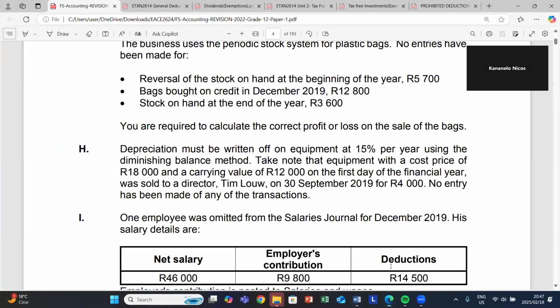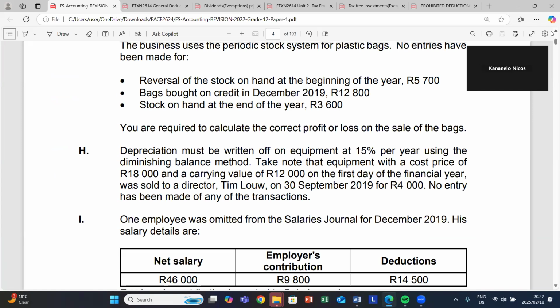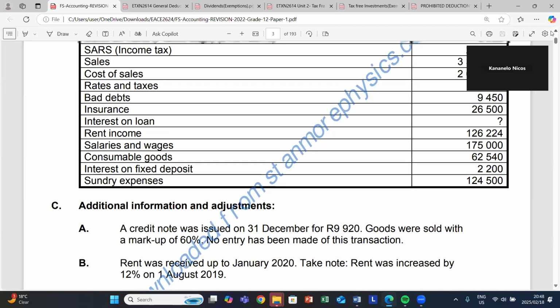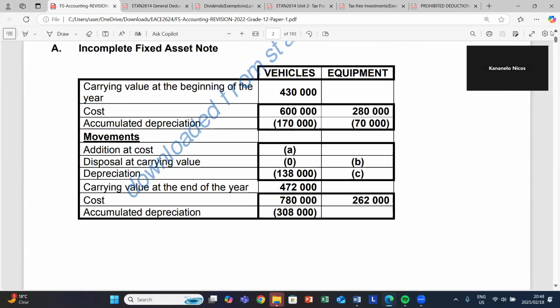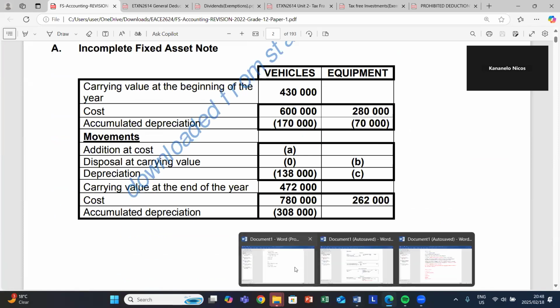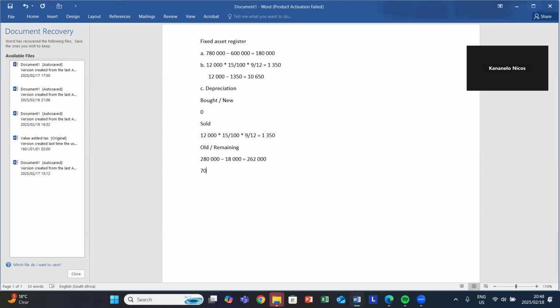So remember, which method are we using? We are using the diminishing balance method. And we know that according to the diminishing balance method, in order for us to calculate depreciation, we are supposed to use our carrying value. For you to get the carrying value, you say cost minus accumulated depreciation. Let us check our accumulated depreciation at the beginning of the year. It amounted to 70,000.